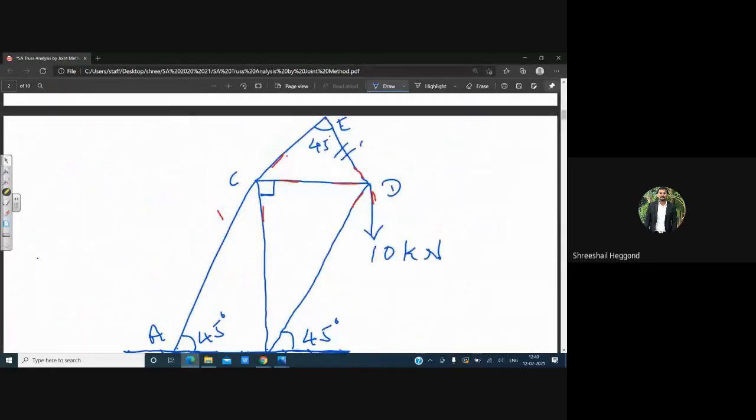These two became 0. This is 10 kilonewton, it is low, and this is of compression member, and this is of tension member, that has to be the opposite sign.